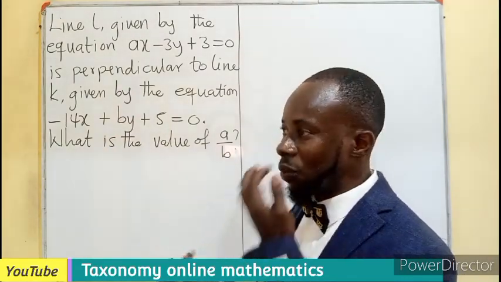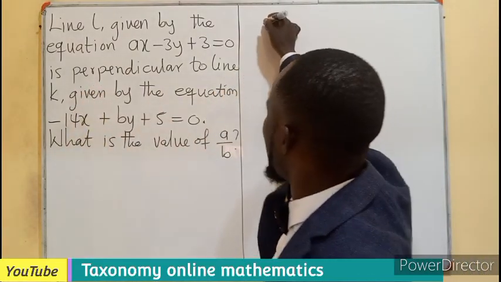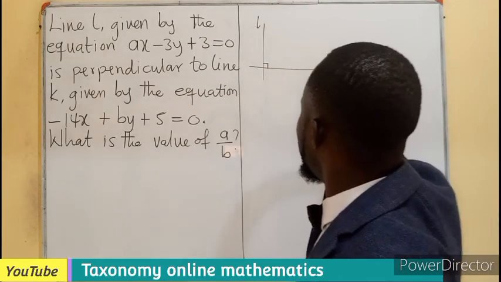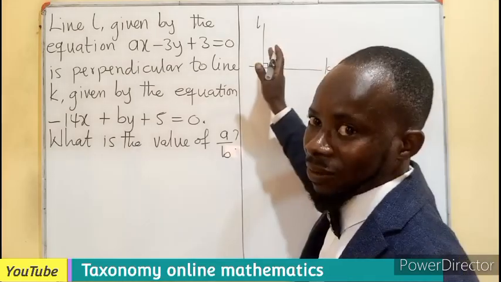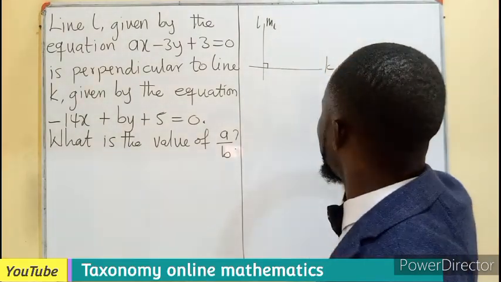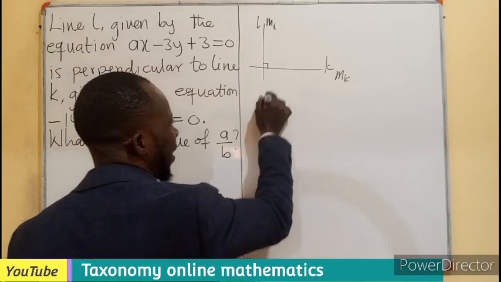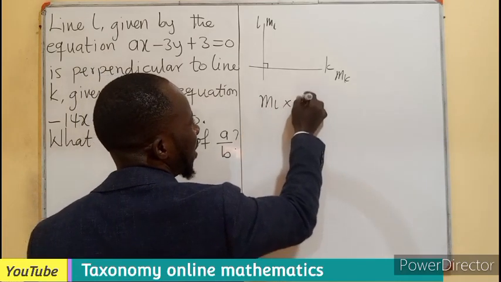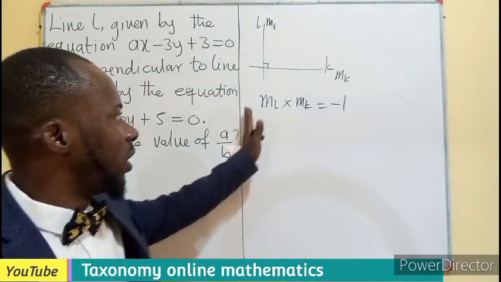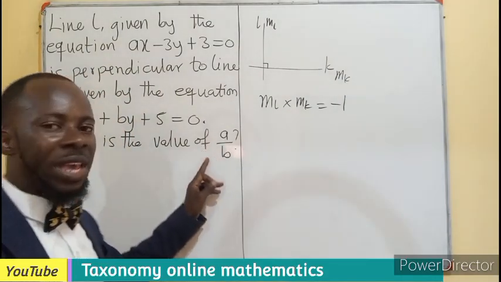So what do we have? We have two lines that are perpendicular. When two lines are perpendicular, let's say this is the line L, this is line K. If I know the gradient of this, it will be ML, then the gradient of this will be MK. If I multiply their gradients, ML times MK, I should have negative 1. So this concept is what we are going to use in order to find the value of A and B.